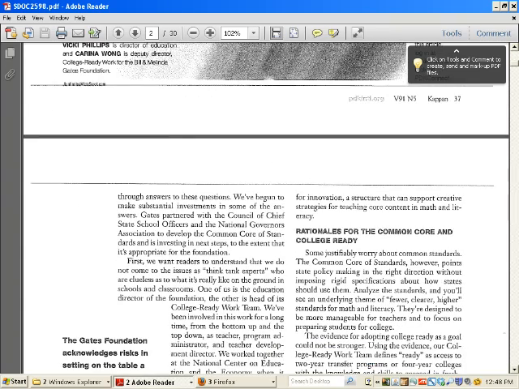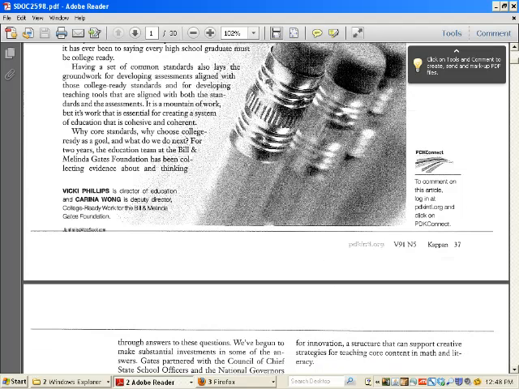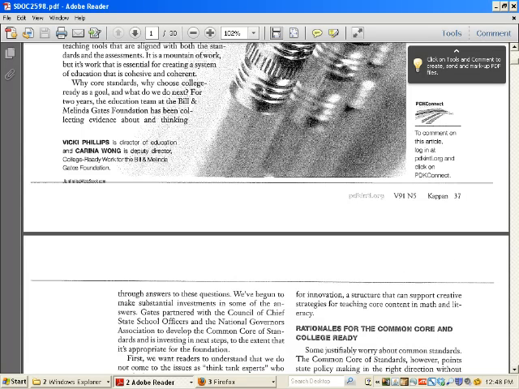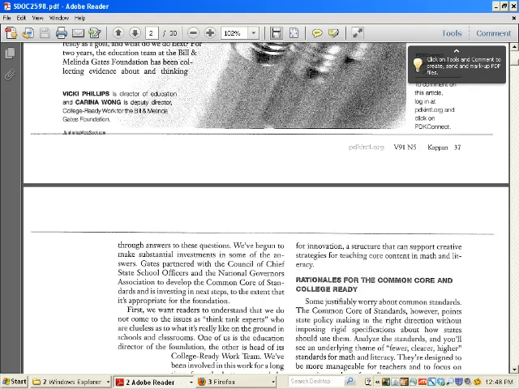And then the article talks about how the Bill Gates Foundation has been collecting evidence about and thinking through answers to these questions. Why should we allow people to be college ready? Why do we set that as such a lofty goal?